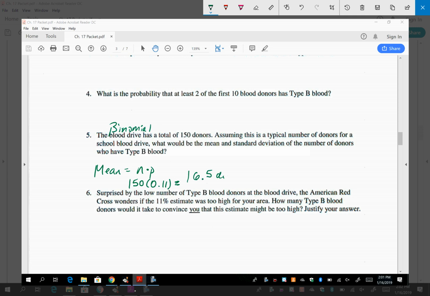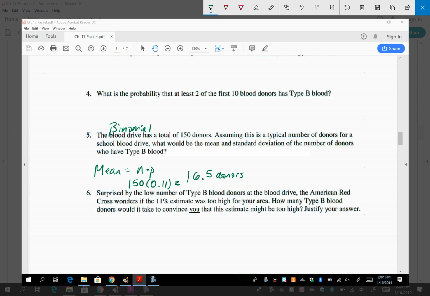Now, can we have half a donor? No. Okay? We can't have half a person. So when we say this, it's okay to say 16.5 because this is a statistic. It's a calculation. It's okay that it has a decimal. We're saying we expect there to be 16.5 donors that have type B blood if 150 people donate blood at our gym. Is that going to be true? Could it be more than 16? Less than 16? Absolutely. That's what we're expecting.